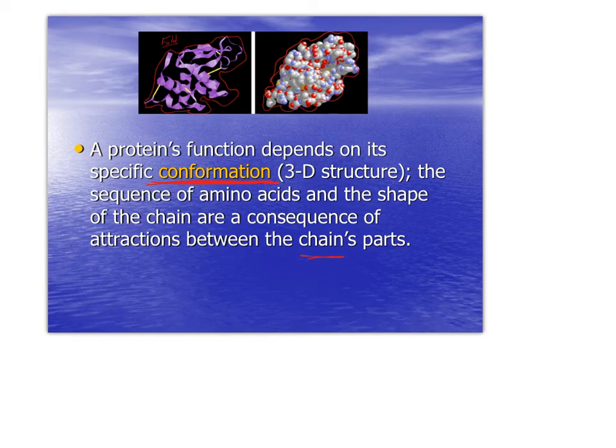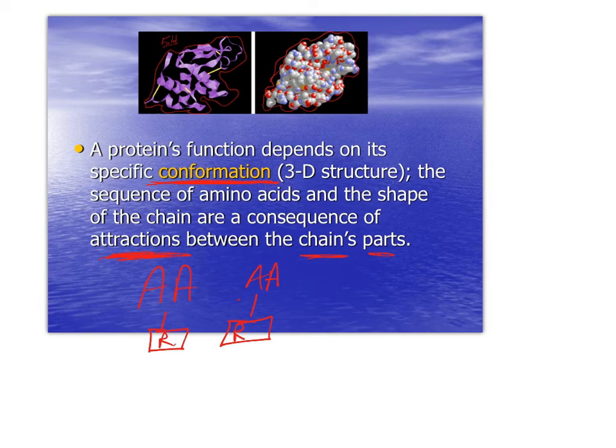You see the chain's parts? The attractions between what parts? What do you think makes up this protein? Amino acids is correct. So what part of the amino acids is different, that would allow for different folding? The R groups. So it's the different attractions and repulsions between R group and R group. That's what makes this fold up.